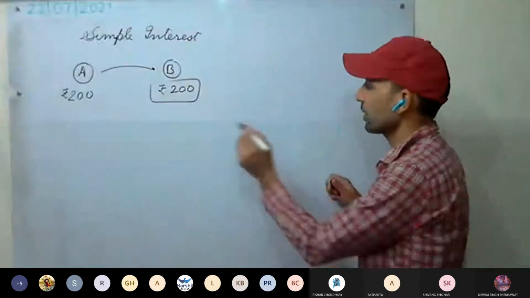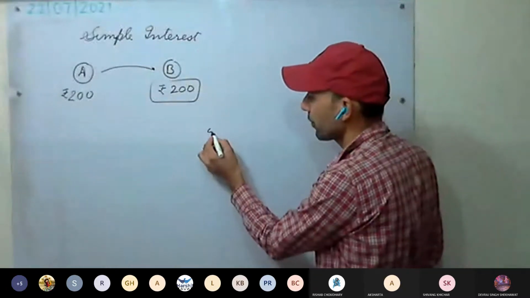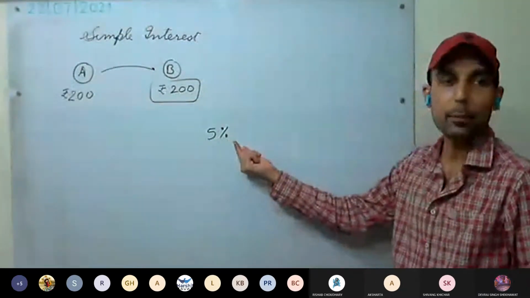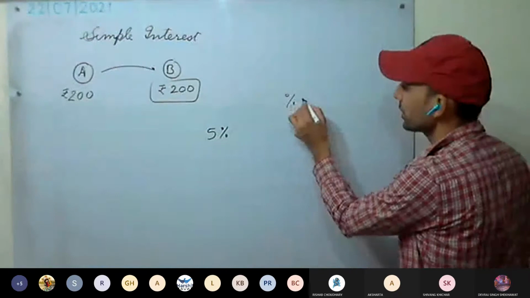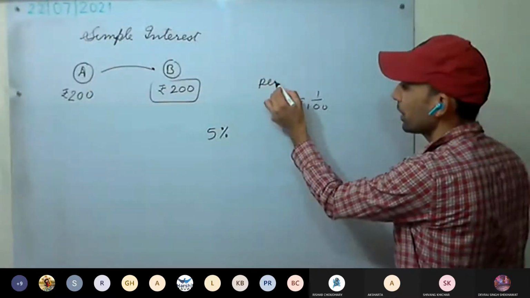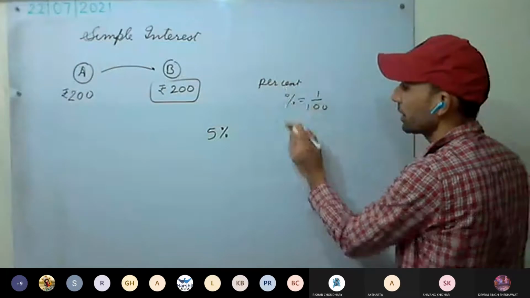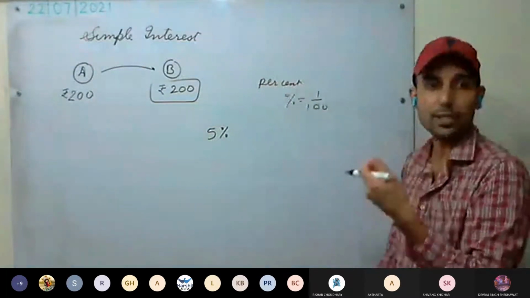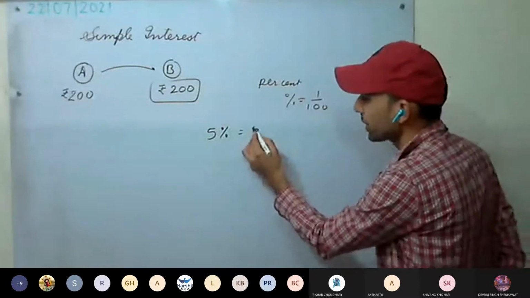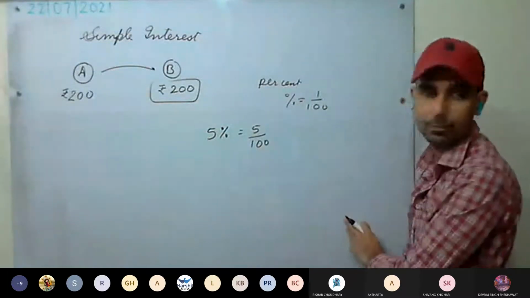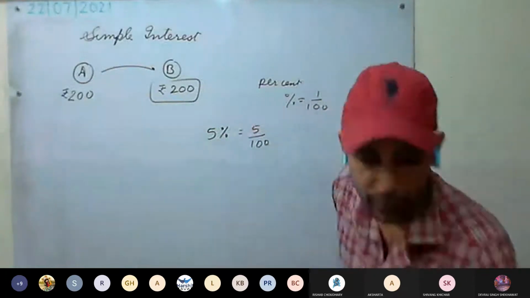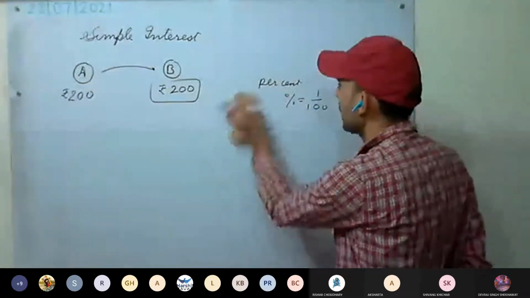Now, we have all studied percentages. What does percent mean? If I write 5%, it is 5 out of 100. Percent means 1 by 100, that is every 100, per century, per 100. 5% means 5 out of 100, that is 5 by 100.